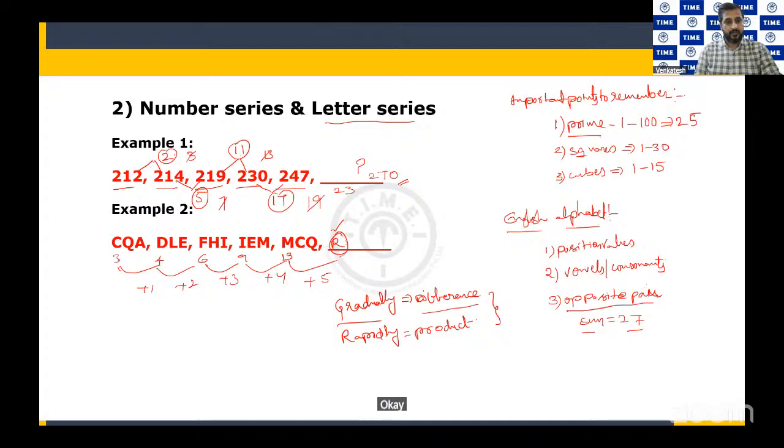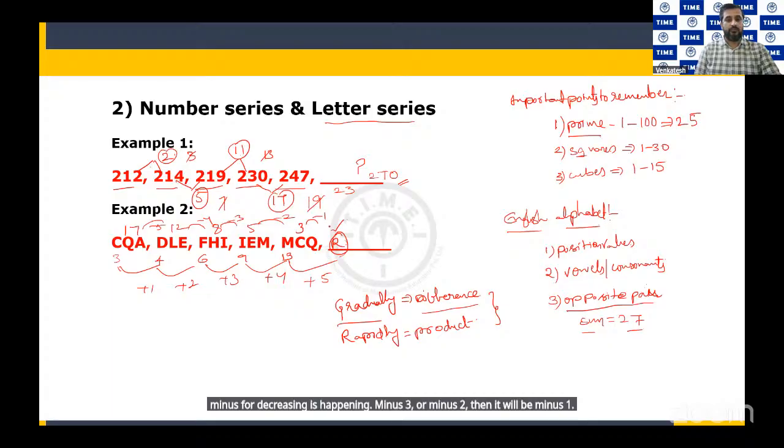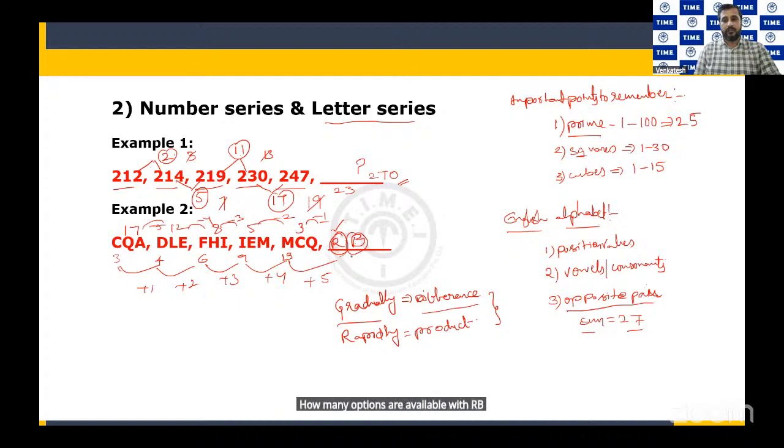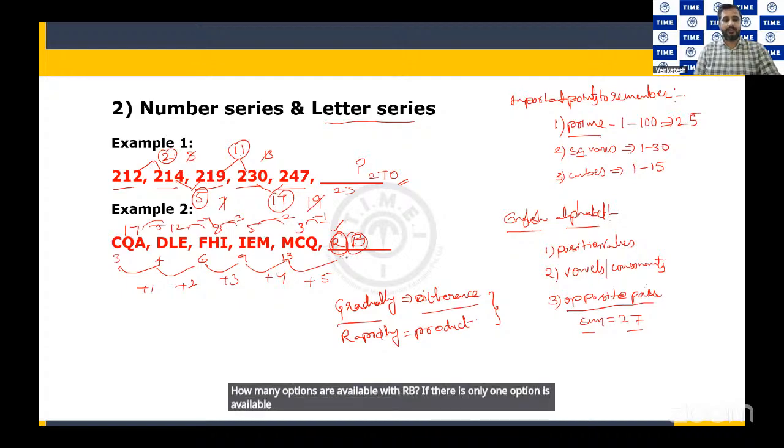Okay. Now Q is 17, L is 12, H is 8, E is 5, C is 3. Here it is minus 5, minus 4, decreasing is happening. Minus 3, minus 2, then it will be minus 1. 5, 4, 3, 2, 1. So it should be minus 1: 3 minus 1 is 2, that is B. At least now you can check that: how many options are available with B? If there is only one option available, you can choose that.